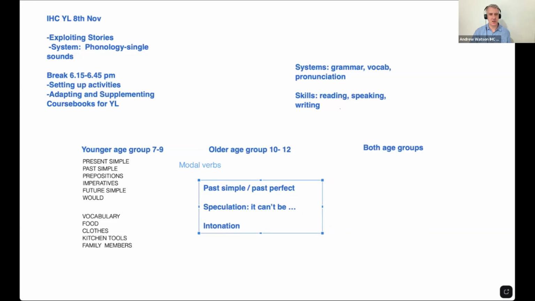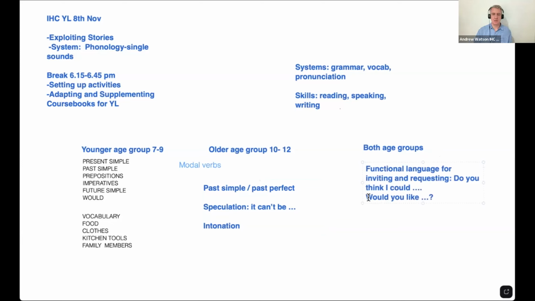There's some intonation, especially for inviting and requesting. Do you think I could have a cup of tea? Would you like some tea? And I think possibly you could teach that at both age groups, because we don't have to focus the students on the grammar aspects. We can teach this language as chunks. Yeah.